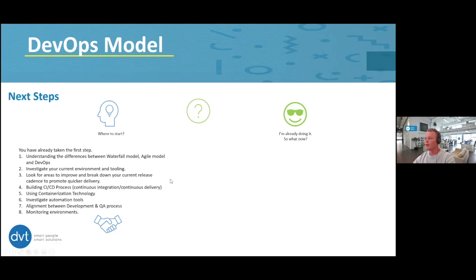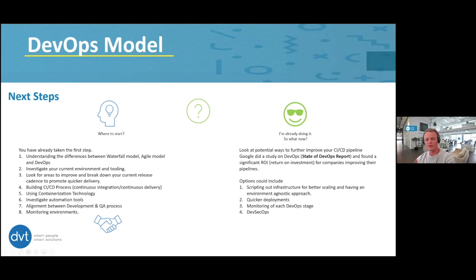Okay, and then next, for those of you already doing it on the right, and looking for ways to improve, Google did a study on DevOps, the State of DevOps report, and found a significant return on investment for companies improving their pipelines. We'll cover the State of DevOps report a bit later. So just know that it's a good place to get recommendations for companies seeking to evolve their DevOps practices.